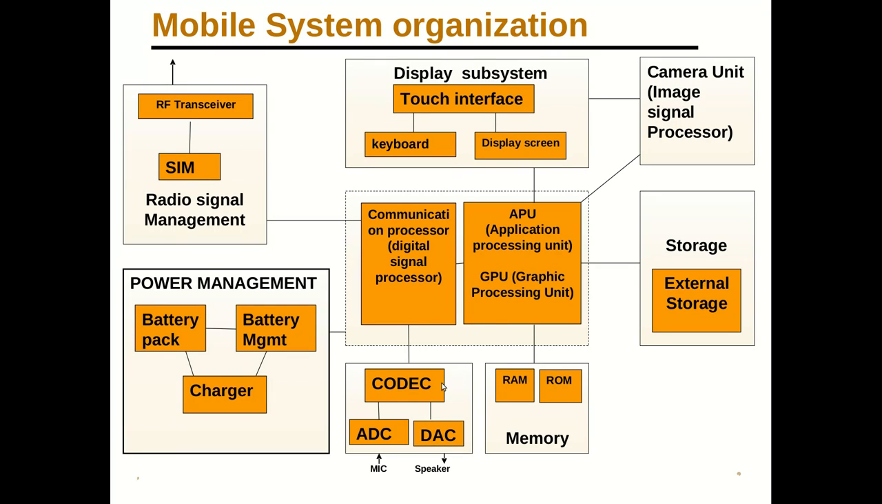Another unit is the codec. Now what is this codec? This codec is called an analog to digital converter. This converter codec is responsible for encoding analog audio as digital signals and decoding digital back into analog signals. So here the codec is a combination of ADC and DAC.